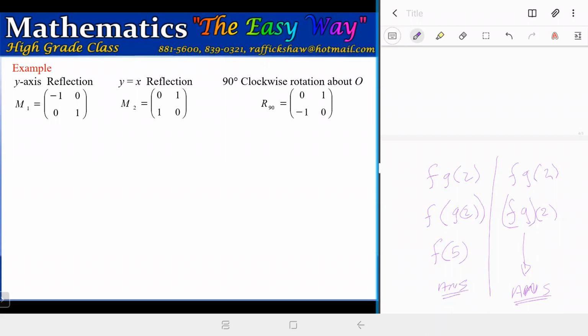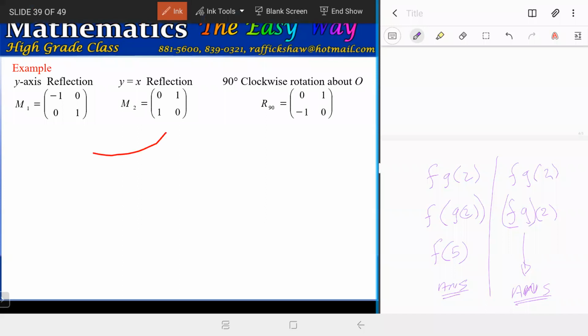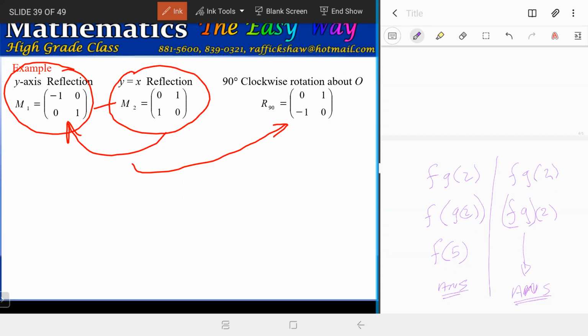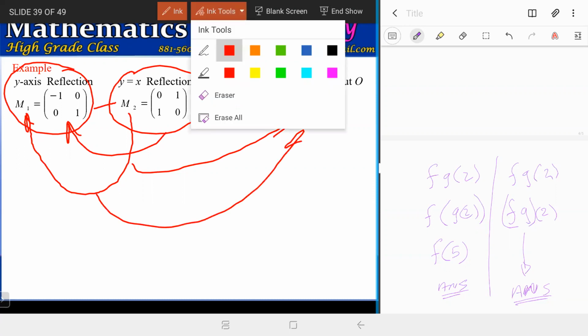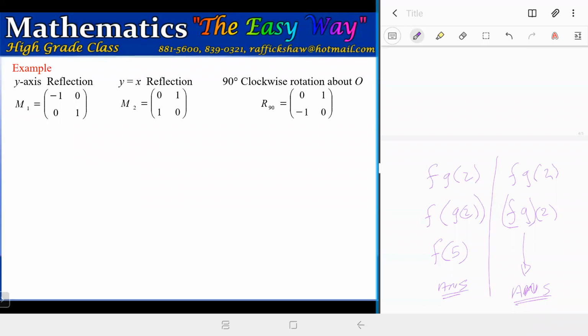I'm going to show you that you can multiply these two, this one by that one, and it will be equal to that single one over there. Because a reflection over the y-axis followed by a reflection over the line y equals x is equivalent to a 90-degree clockwise rotation. And so you have to multiply this matrix in front of this one. Multiply the second transformation by the first one. M1 followed by M2 is equivalent to M2 times M1, the second one by the first one.